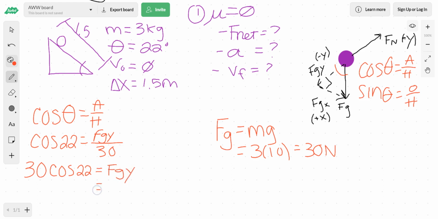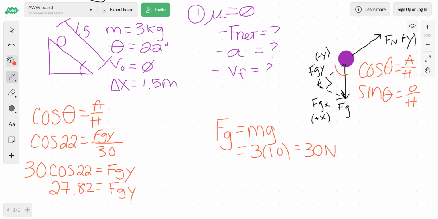So for that value, we are going to get, calculator out, 27.82. And that's going to be our force of gravity in the y direction. And due to the fact that things that are in the same plane are usually equal to each other, according to what we have established, our object doesn't leave the face of the ramp. It's going to roll right down.